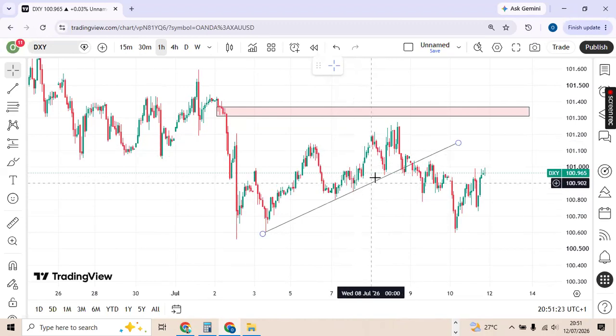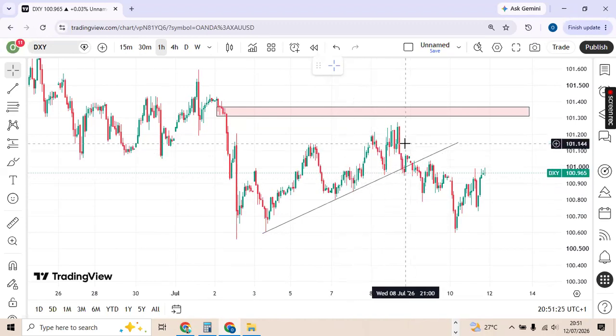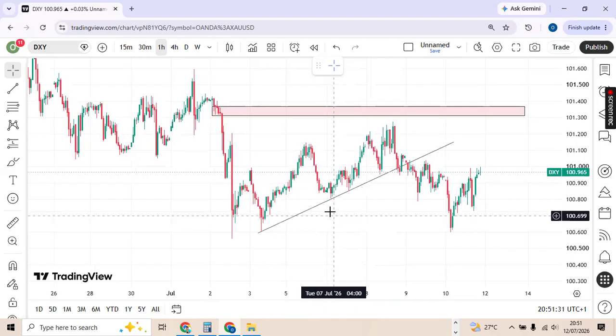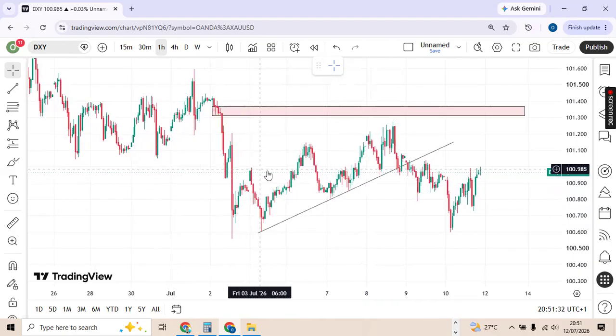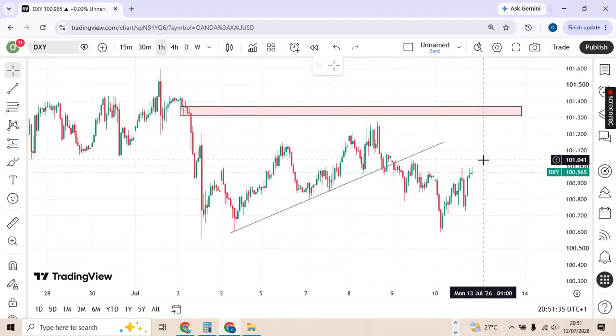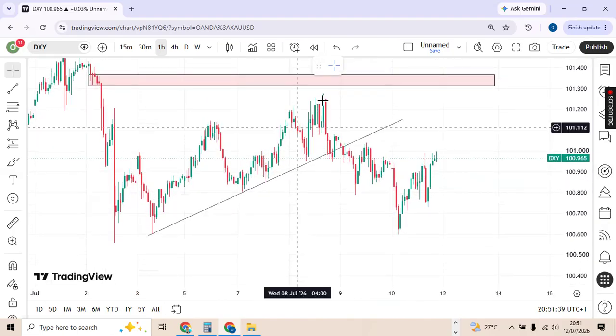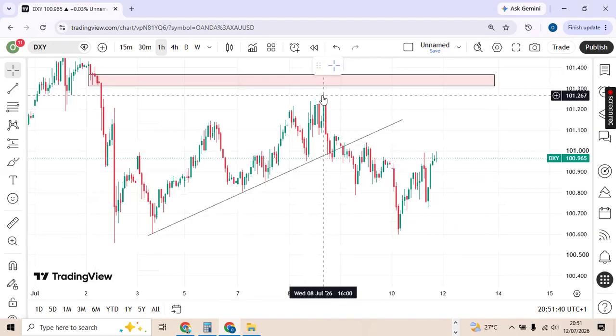Whenever DXY is buying, all the pairs that start with USD, like USD JPY, have a high chance of buying. That is the reason why we traders like to always check USD JPY before we make our trading decisions.